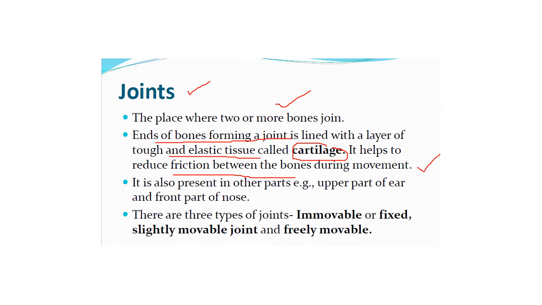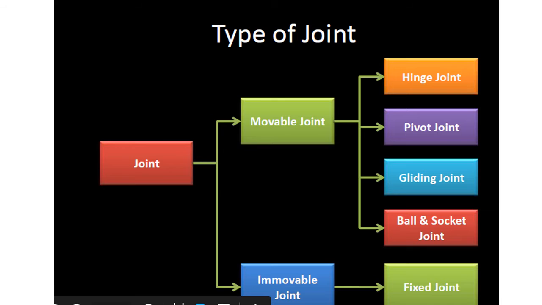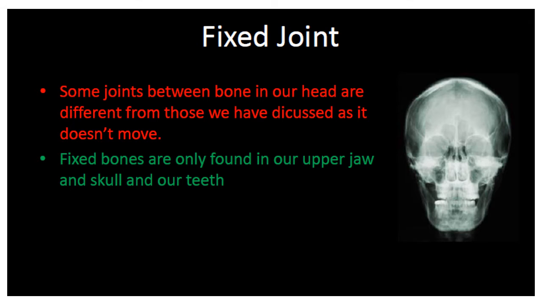It is also present in other parts, such as the upper part of the ear and the front part of the nose. So there are three types of joints: immovable joints, also called fixed joints, slightly movable joints, and freely movable joints. You can see movable and immovable. Movable contains the hinge joint, pivot joint, gliding joint, and ball and socket joint. And immovable contains only one, that is called the fixed joint. So first of all, we are going to talk about the fixed joint because it is only one.